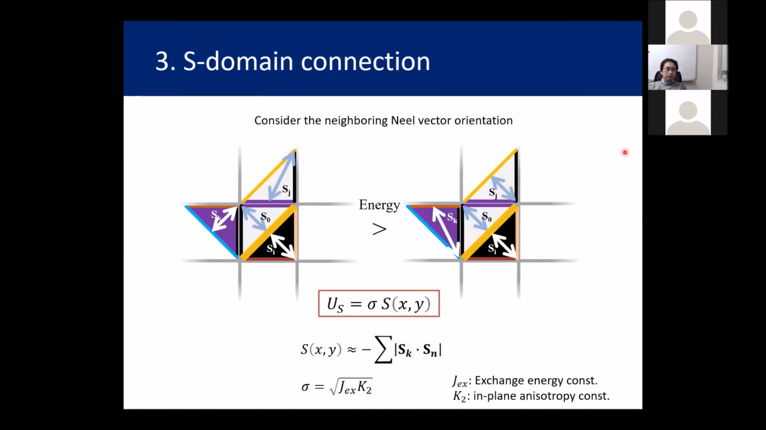The other one is the S-domain connection. Similarly to the T-domain connection, the potential energy increases when neighboring S-domains are discrepant. Comparing these 2 cases, the potential energy is lower in the right-hand case, where the Neel vectors are more parallel to each other. The potential energy is defined like this, where sigma is the square root of the exchange constant and in-plane anisotropy constant.